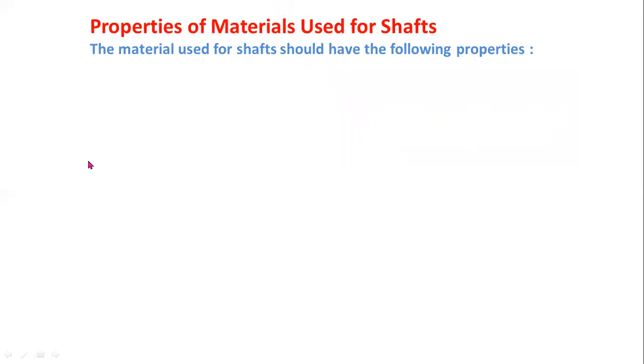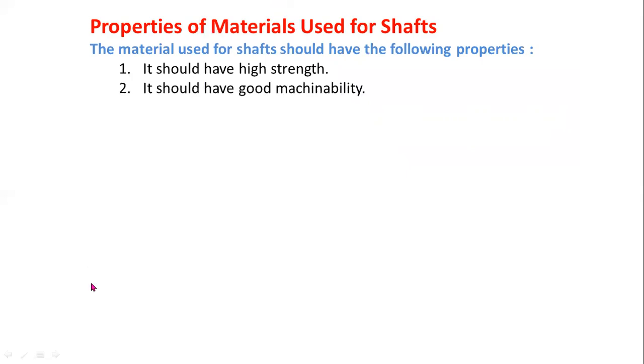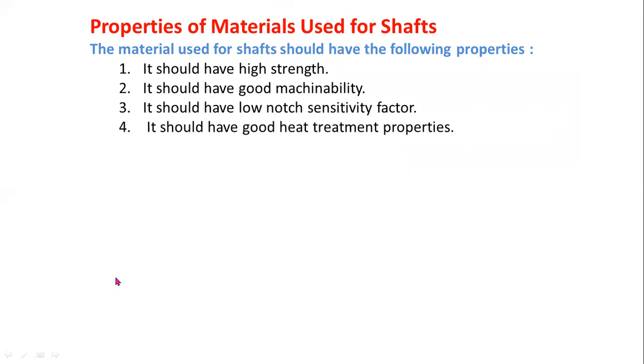What are the properties of shaft materials? The material used for shafts should have the following properties. First, high strength. It should have good machinability, low notch sensitivity factor, good heat treatment properties, and high wear resistance.